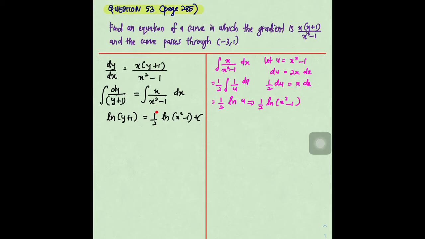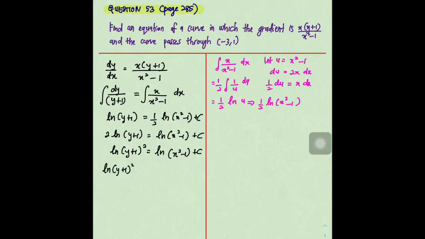Moving the 1/2 across, what you will get is 2 ln|y + 1| equivalent to ln|x² − 1| plus c. Then we can put that 2 up there by using properties: ln(y + 1)² is equivalent to ln|x² − 1| plus c. So ln(y + 1)² minus ln|x² − 1| is equal to c.